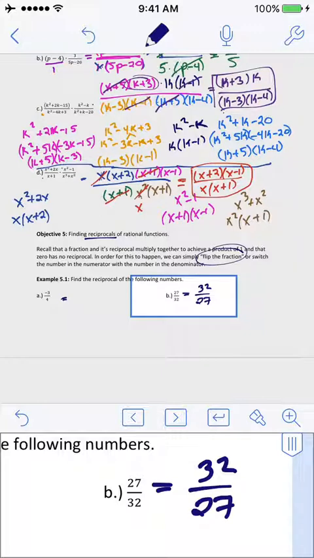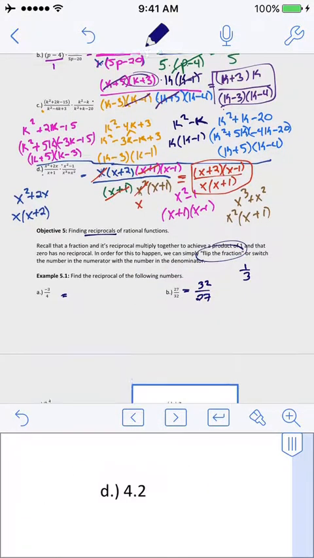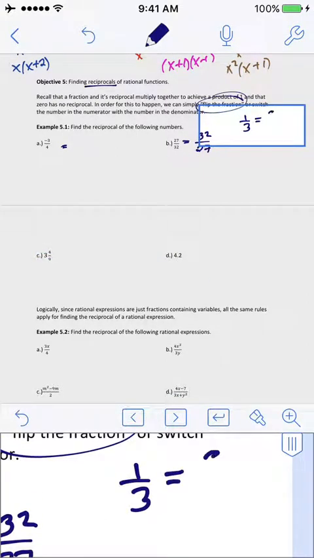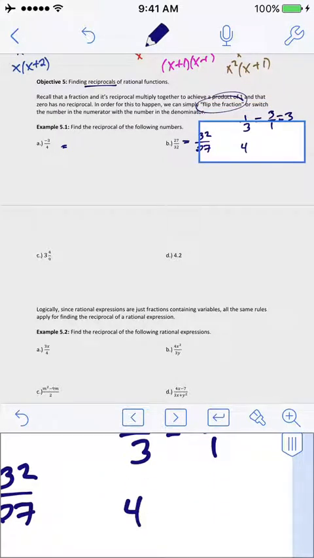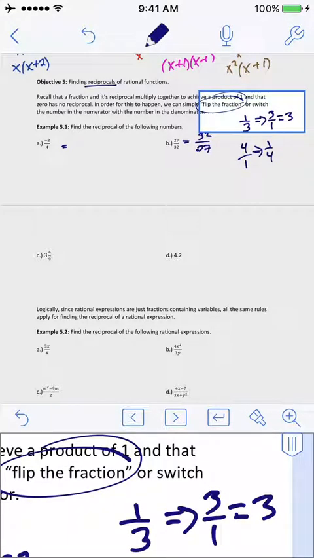If you had 2/3, it'd be 3/2. If you had 1/3, it would become 3 over 1, or 3, right? And then if you had a reciprocal of 4, well, that's the same thing as 4 over 1, which becomes 1/4, right? So the reciprocal is going to be flip the fraction. And I actually should draw arrows.